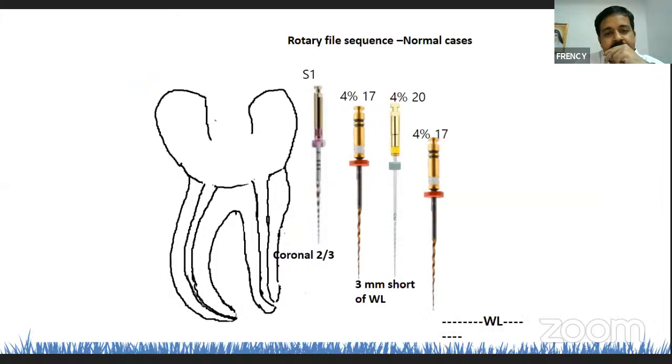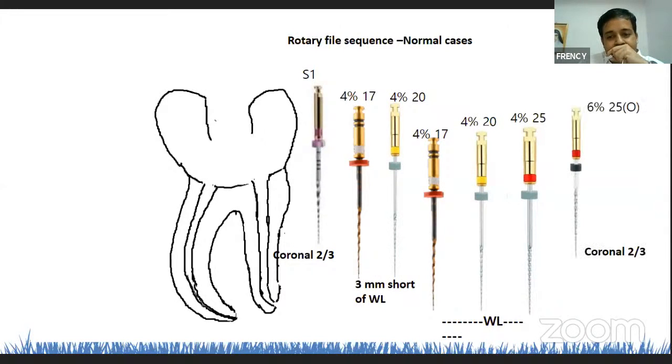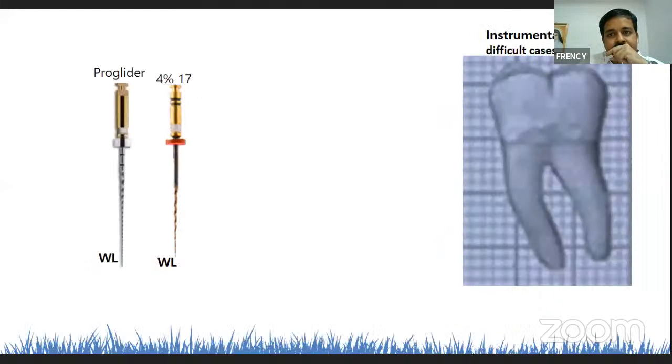For normal cases, you can shift the rotary sequence like this: S1 for coronal two-third, 4% 17 and 20 3 millimeter short of working length, then 4% 17 to the working length, 4% 20 and 4% 25 to the working length. But in very difficult cases, you have to use more instruments in a more stepwise manner. So this is a normal file sequence.